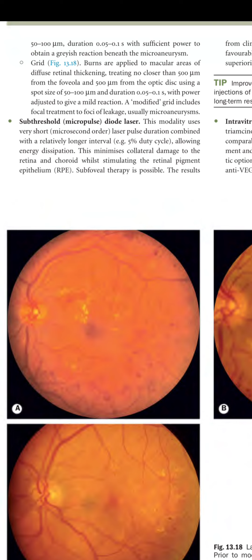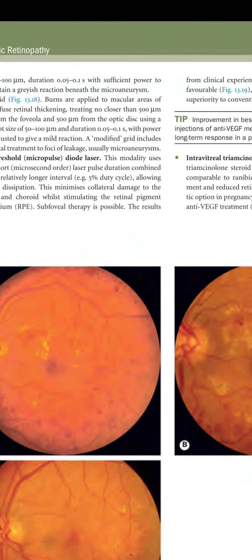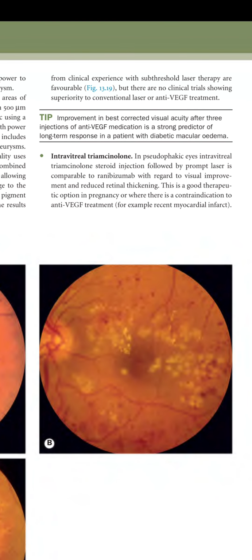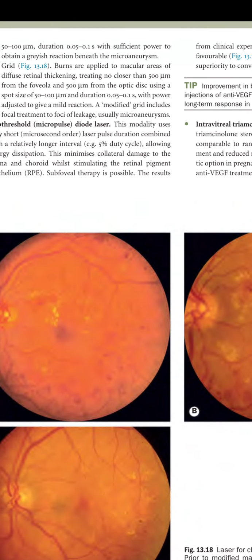This modality uses a very short microsecond laser pulse duration combined with a relatively longer interval, for example a 5% duty cycle, allowing energy dissipation. This minimizes collateral damage to the retina and choroid while stimulating the retinal pigment epithelium. Subfoveal therapy is possible. The results from clinical appearance with subthreshold laser therapy are favorable, but there are no clinical trials showing superiority to conventional laser or anti-VEGF treatment.